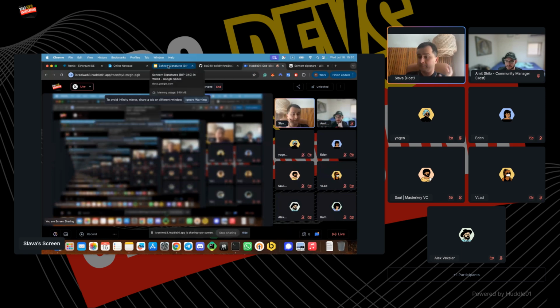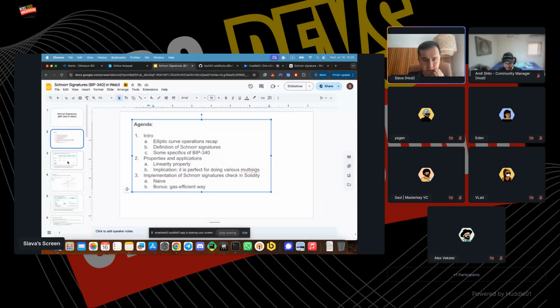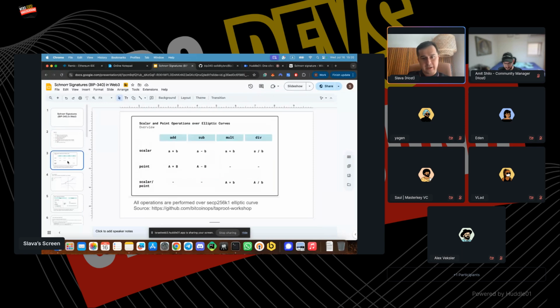Okay. So if there are no questions, let's go directly to the operations on elliptic curves. In elliptic curves, there are two types of entities. One is just a scalar, like a regular number. With regular numbers, we can do addition, subtraction, multiplication, and division.